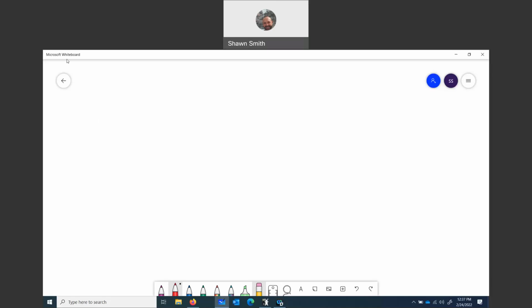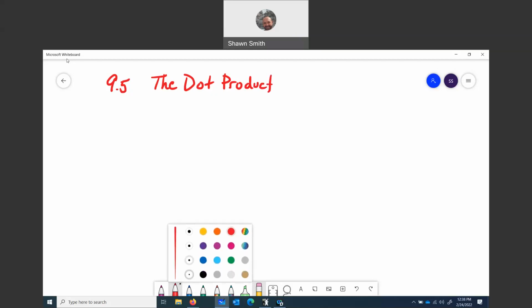All right. So our next section is 9.5, the dot product. There it is. A dot. There you go. That's section 9.5. That's it. A dot dot times a dot. It's two dots. If it was only that easy, right? It is still easy though.